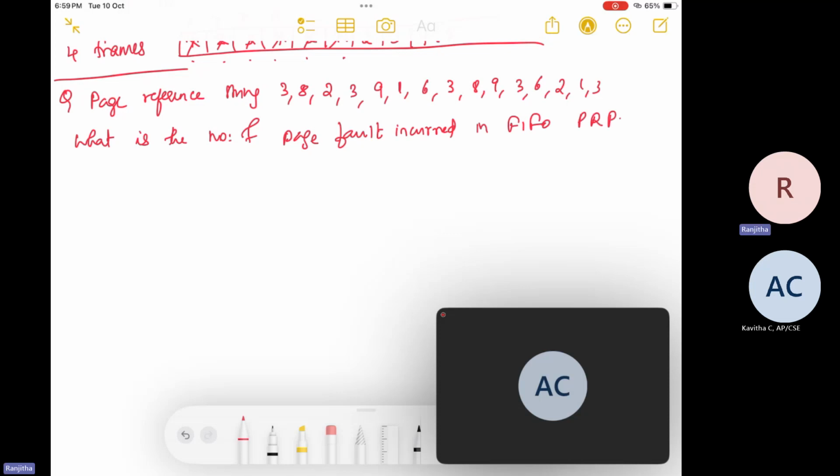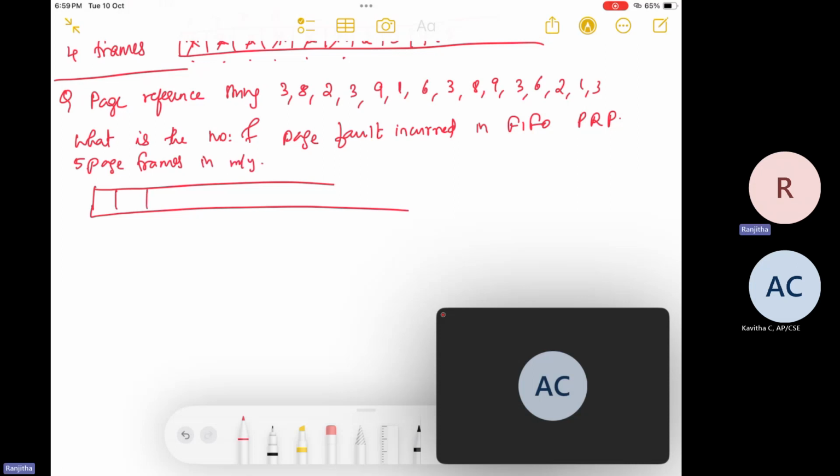So let's see. First, it's given that there are 5 page frames in memory. So we bring in 3, 8, 2, 3, and 9, and all these are page faults because initially all these frames are empty. So page fault with no replacement.